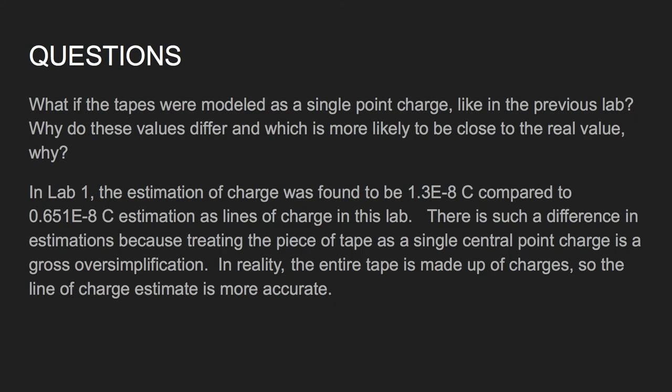There's a difference because in treating the piece of tape as a single central point charge, that's a gross oversimplification of what's actually happening. Really, the entire tape is made up of charges, so a line of charge estimate is more accurate, and that is what we're using as the more accurate estimation. So in conclusion, there was a difference between the charge estimates in using a point charge estimate and a line of charge, but the line of charge should be more accurate because it's a closer model to the real system.